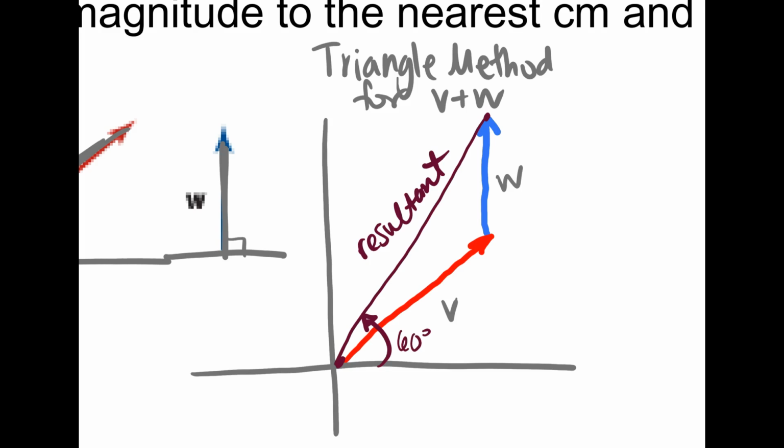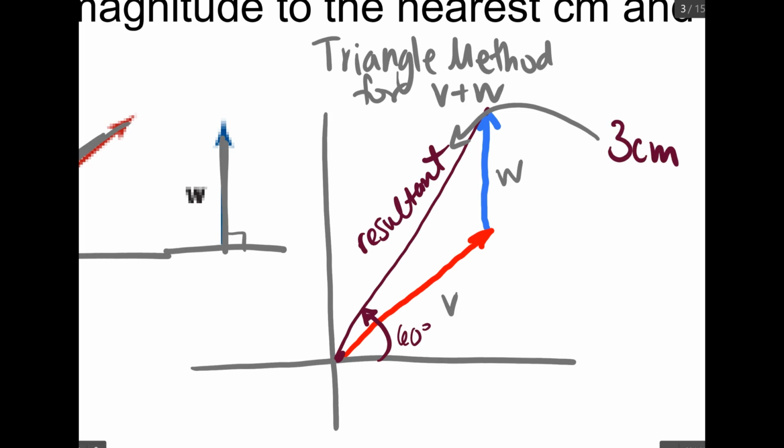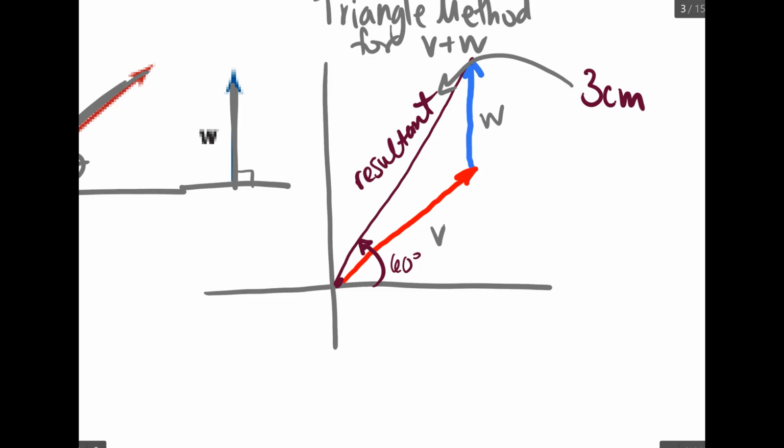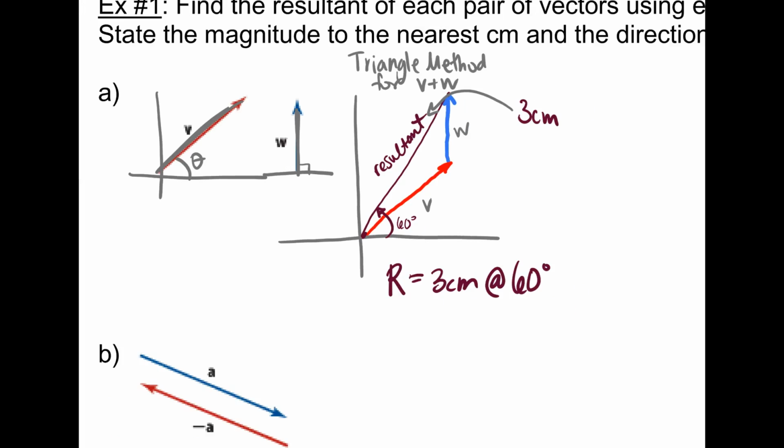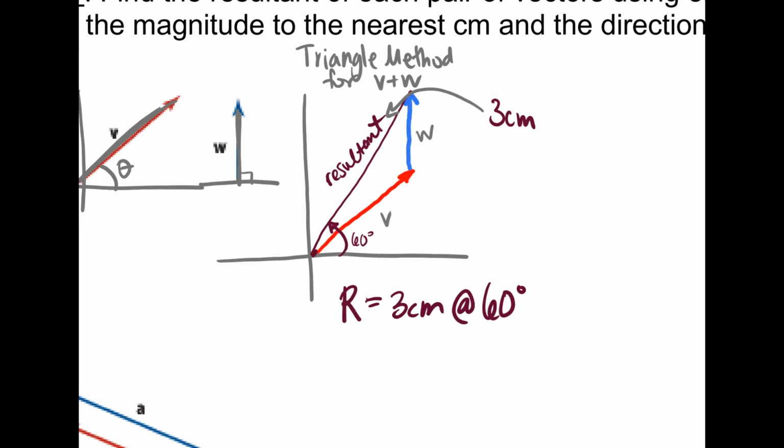All right, so I just have to show you how to do it. So this is like 3 centimeters. So if I want to write the resultant vector, I write R as the resultant vector, it's going to be 3 centimeters at 60 degrees. Did I go into the next problem? No, I did not. All right, so that would be the triangle method.